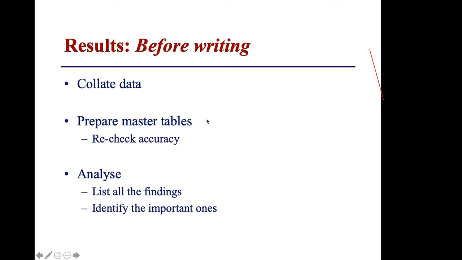We prepare master tables, irrespective of how you do them. Write it on a piece of paper, make big charts, use an Excel format, do anything. But recheck the accuracy of the information available with you. Then before you analyze, you list all the findings that you have and identify the important ones, the ones which are actually relevant to answering the question that you have posed for yourself. Because without that, you will make a mess of the results section of the paper.